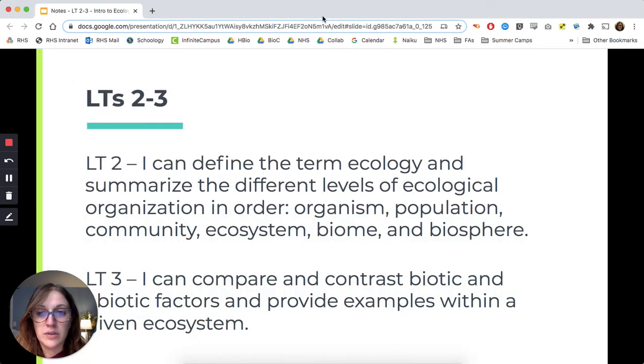Learning target 2. I can define the term ecology and summarize the different levels of ecological organization in order. Learning target 3. I can compare and contrast biotic and abiotic factors and provide examples within a given ecosystem.